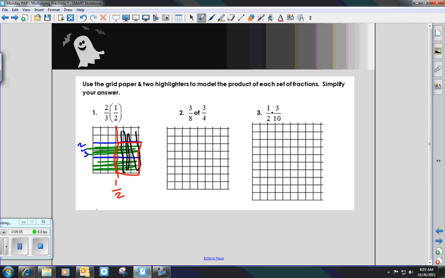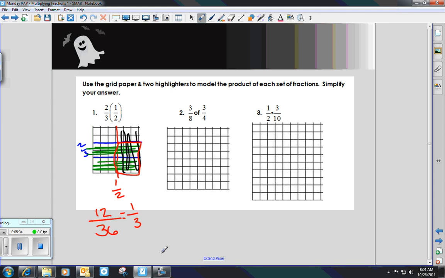So that's 12 out of, let's see, this is 6 by 6. So 6 times 6 is 36. 12 out of 36 squares. So now I just need to simplify that, and I can divide by 12 on both numbers. That'll give me 1/3. 1/3 is the answer to 2/3 times 1/2. So basically we're saying half of 2/3. Half of 2/3 is 1/3.